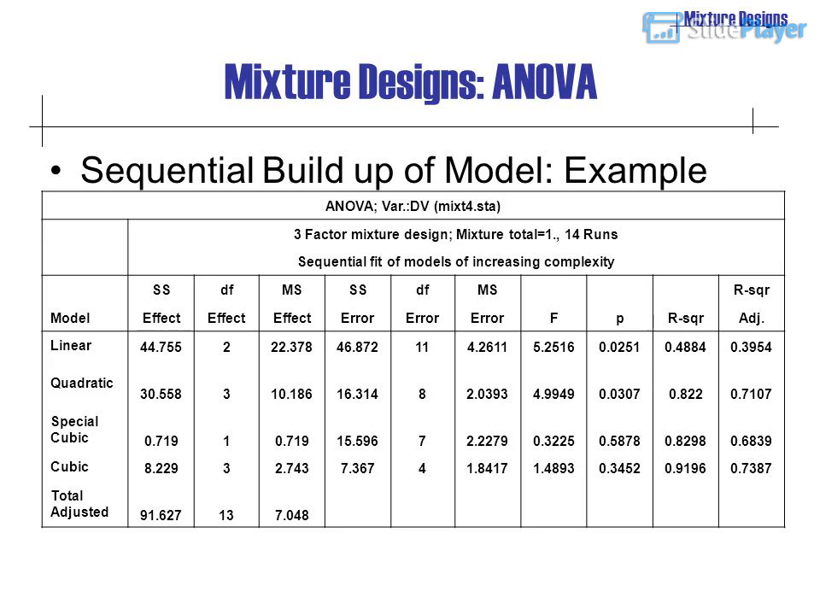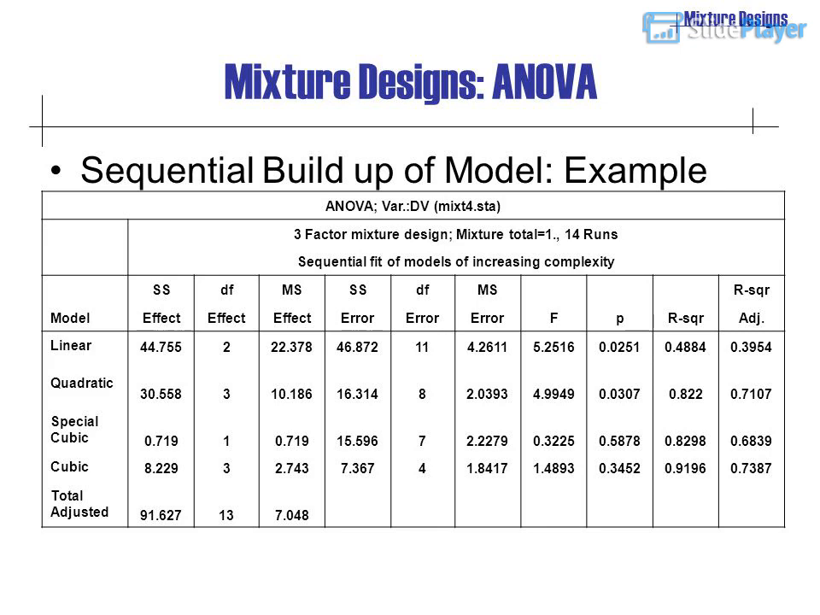Mixture designs, ANOVA. Sequential buildup of model, example. ANOVA, var.dv, mixed 4.sta. A 3-factor mixture design, mixture total equals 1, 14 runs. Sequential fit of models of increasing complexity. Columns: R-squared, MS, DF, SS, adjusted, P, F, error, effect, model.